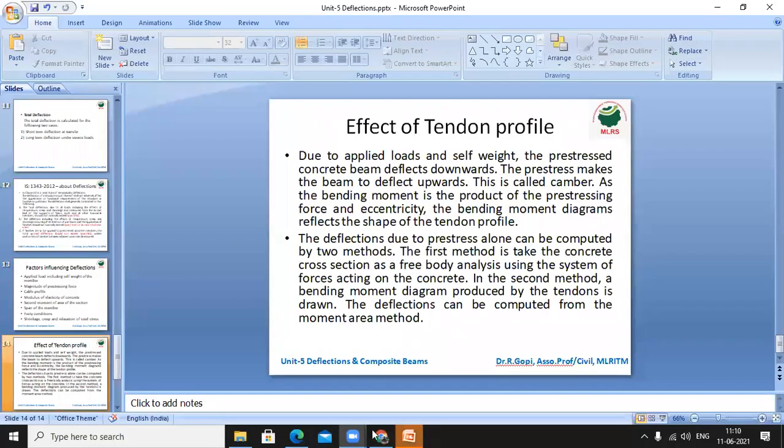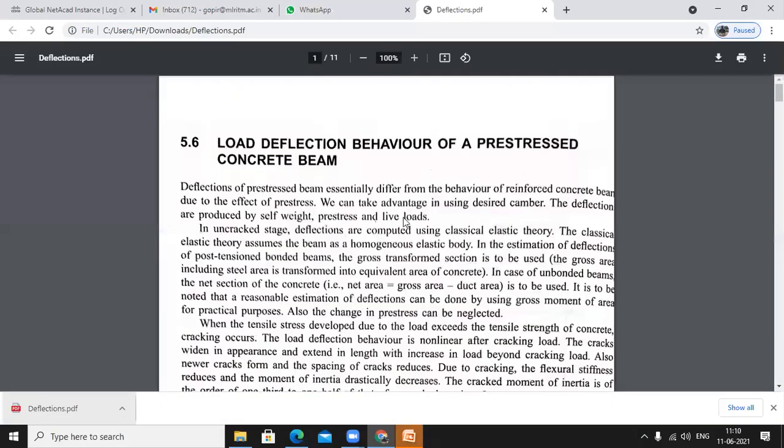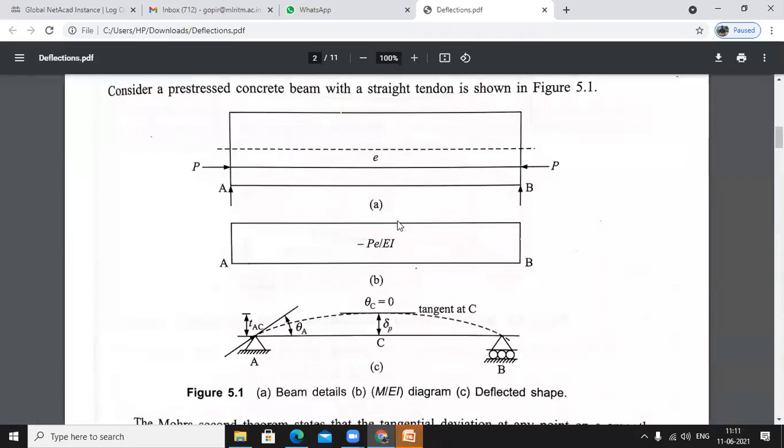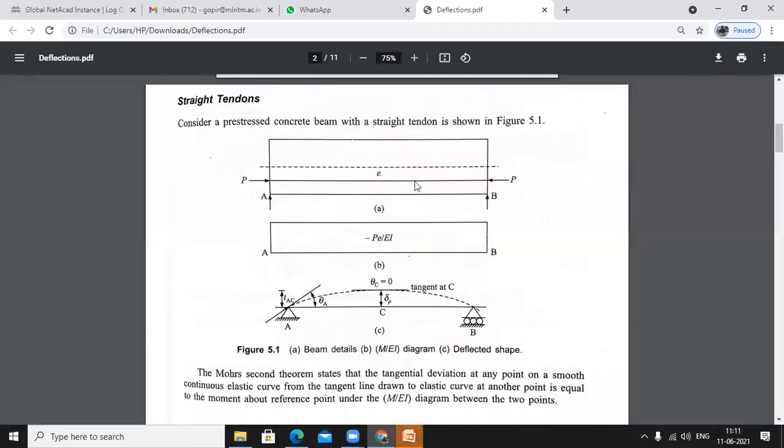Okay. So now let us see the tendon profile. Consider the first diagram, a straight tendon. Suppose a straight tendon occurs. What is the deflection formula? So consider a prestressed concrete beam with a straight tendon as shown in the figure.